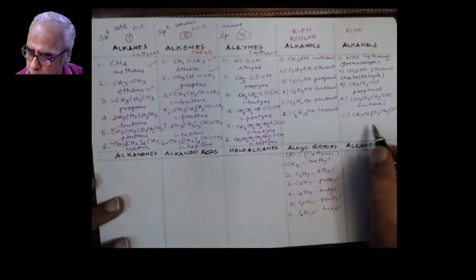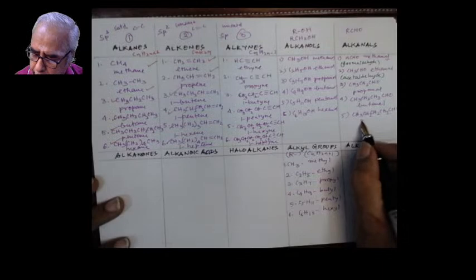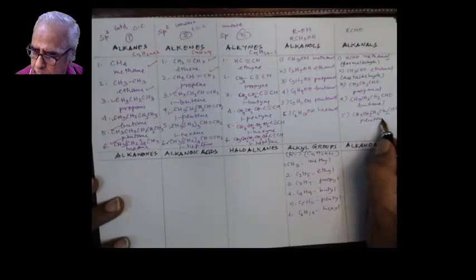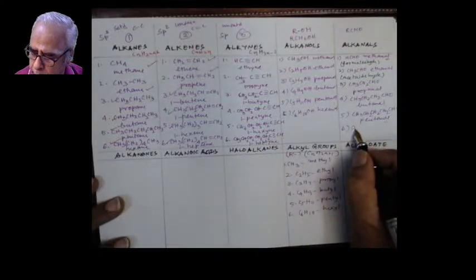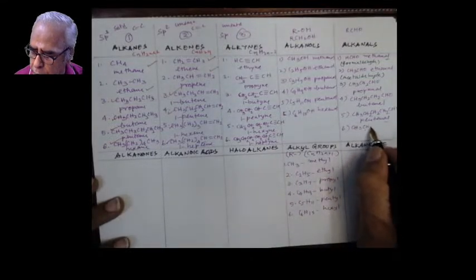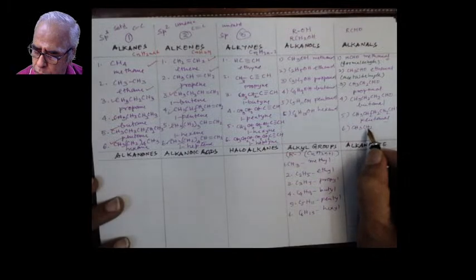So this is called pentanal. And CH3, CH2, how many times? 4 times. Okay, and put CHO. What do you call it? Hexanal. Got it?